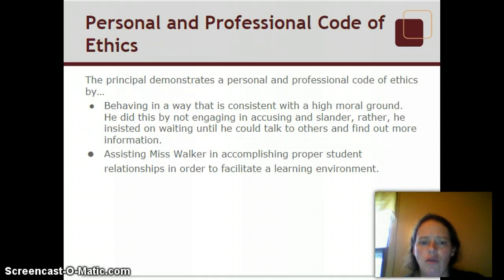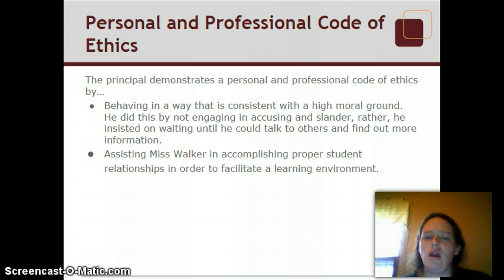Personal and professional code of ethics. The principal demonstrated a personal and professional code of ethics by behaving in a way that's consistent with the high moral ground. He did this by not engaging in accusing other students and slander. Rather, he insisted on waiting until he could talk to others and find out more information. And then finally, assisting Miss Walker in accomplishing proper student relationships in order to facilitate a learning environment. This is obviously something he's been working on and will continue to do so.